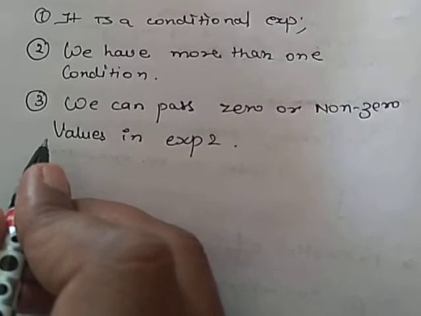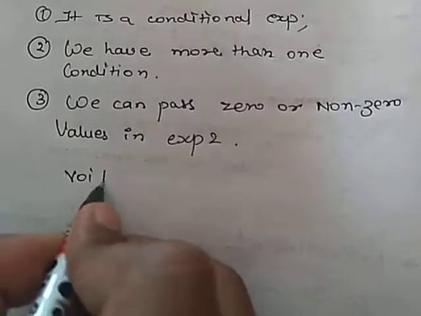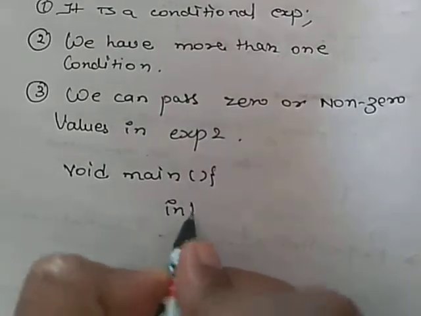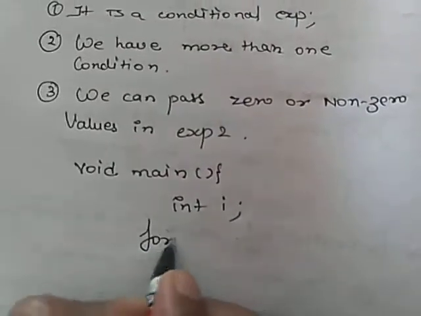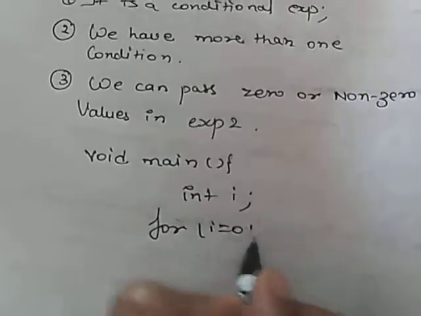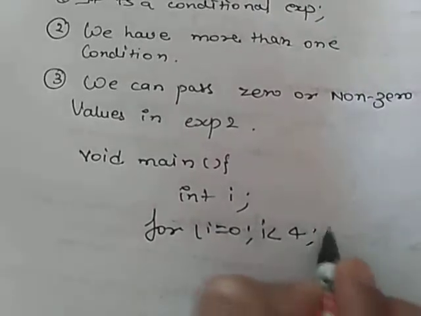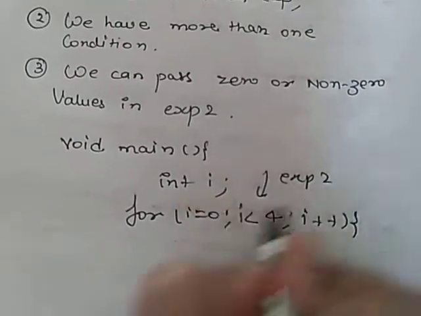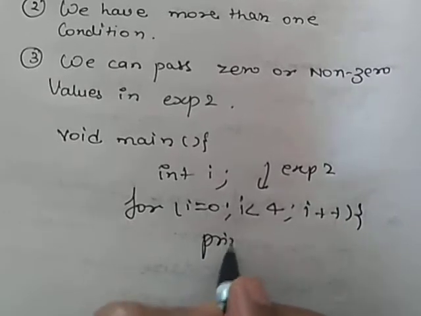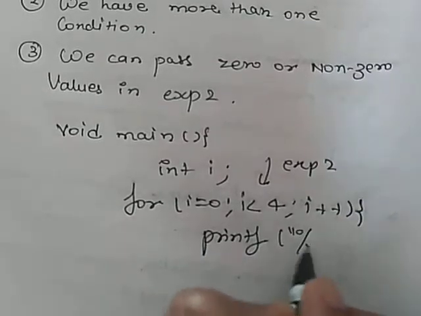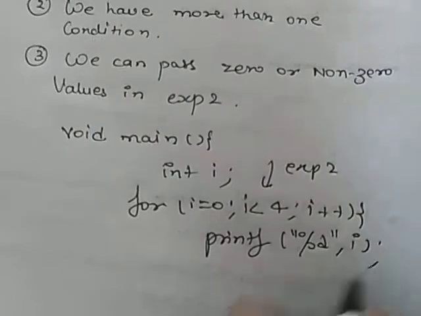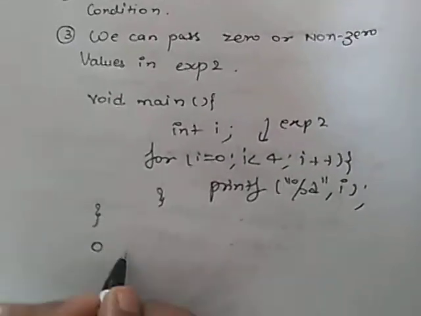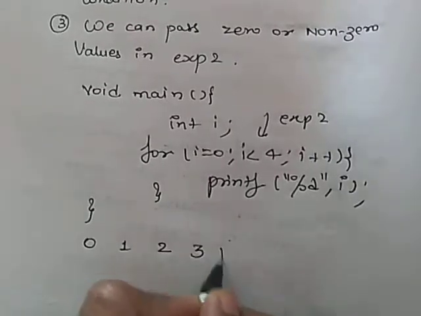So let us see an example here. We have taken a main function. Inside the main function we have taken a variable i. We have taken a for loop: i equal to 0, i is less than 4, i plus plus. Here this is the expression 2. We are printing the value of i with percent d, i. So here we will get the output 0 1 2 3.